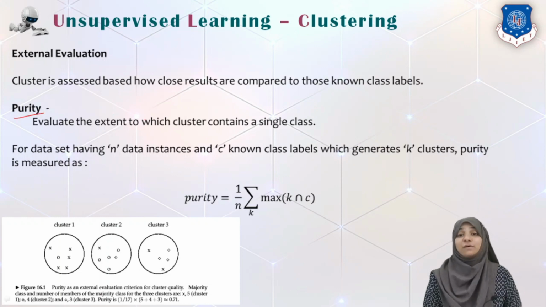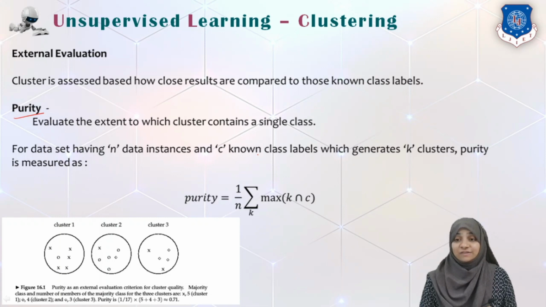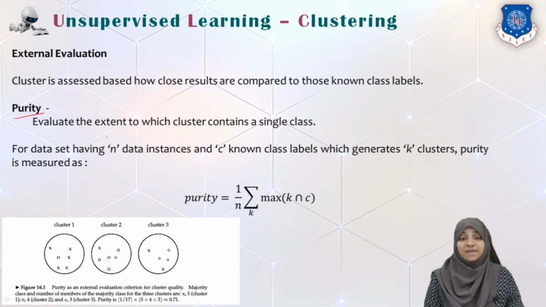So cluster is also assessed on a measure of how close results are in each class as compared to its class label. That is nothing but purity. Purity is an extent to which a cluster contains a single class. Say for example, there are n data instances and we know that there are C different classes labeled and our model generates K clusters. So purity is measured as 1 divided by n, summation over K clusters, that is for each cluster we calculate whichever is greater, the intersection of cluster and class.